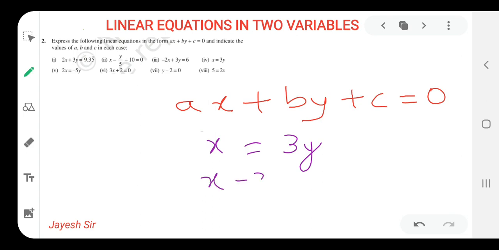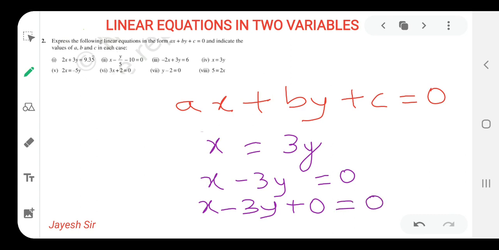x minus 3y, on the right hand side we want 0. But what about c? Nothing is given about c, so what we can do, I already told you that if nothing is given we can add 0, because it does not affect our equation. Now can we compare this equation and this equation? Again the same format. The value of a I am obtaining as 1, the value of b is minus 3, and lastly the value of c is 0.